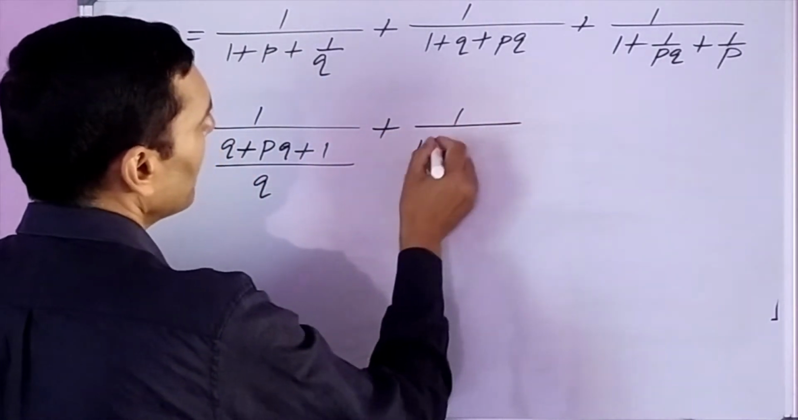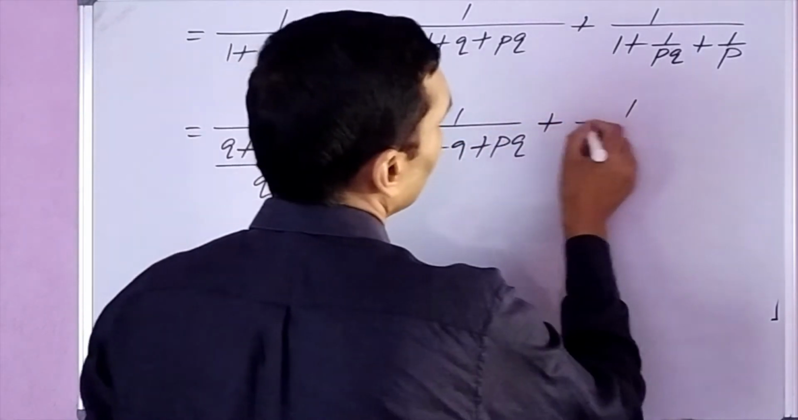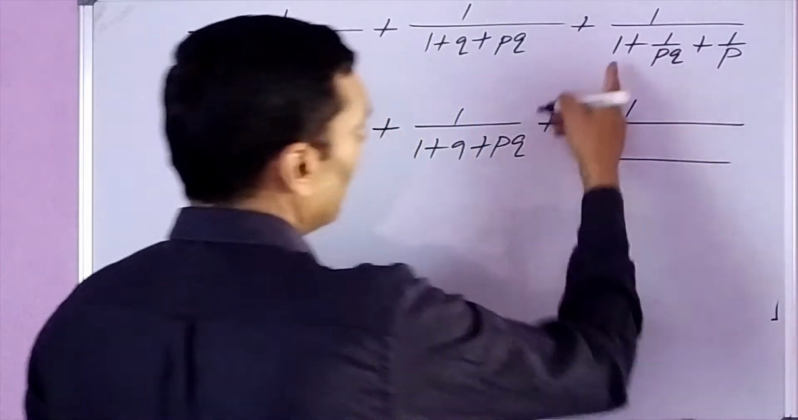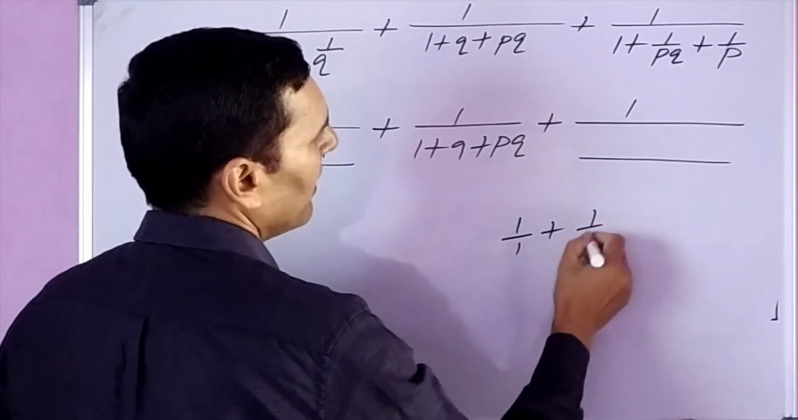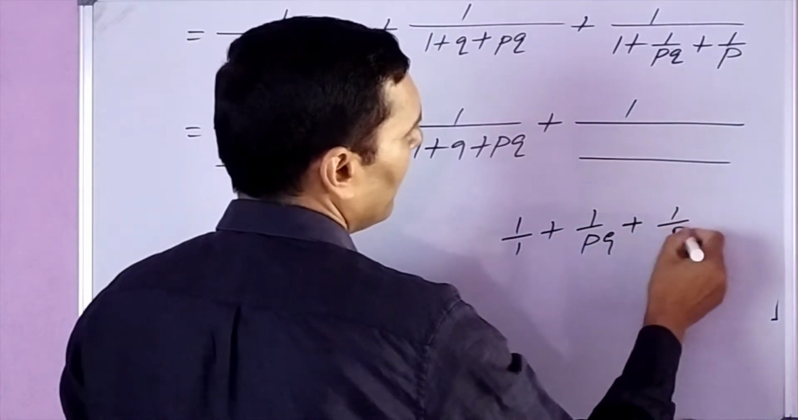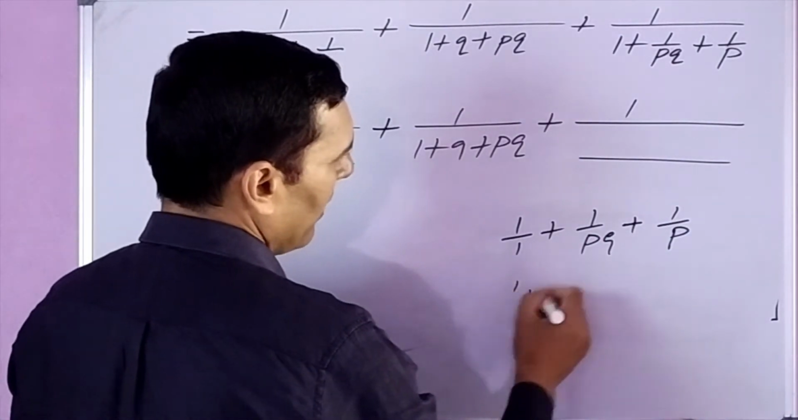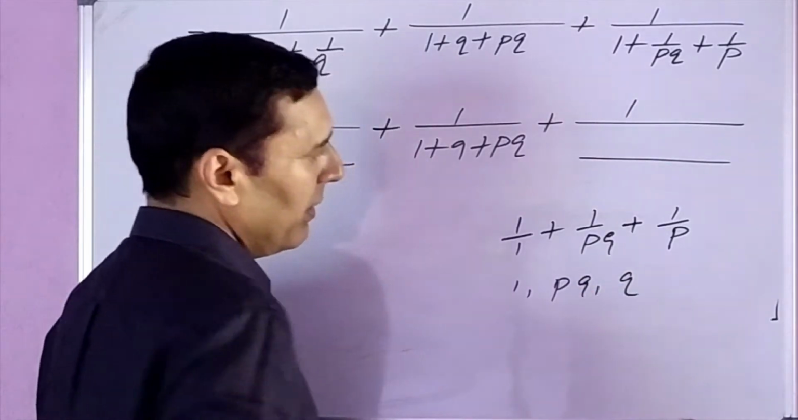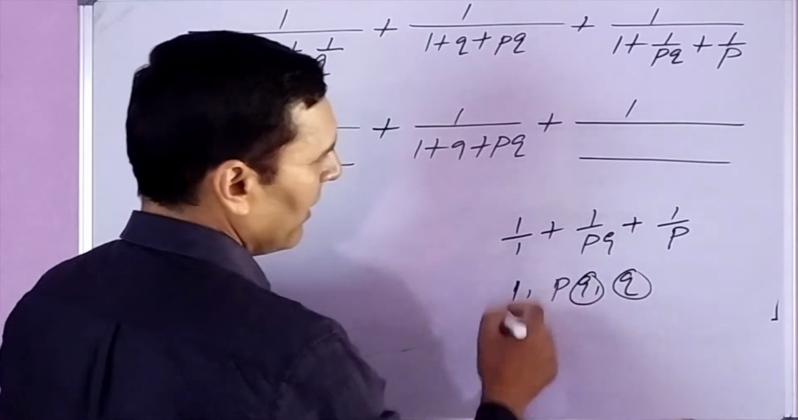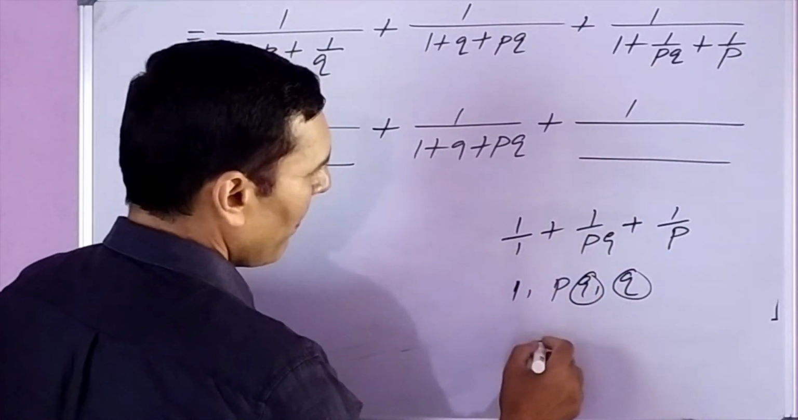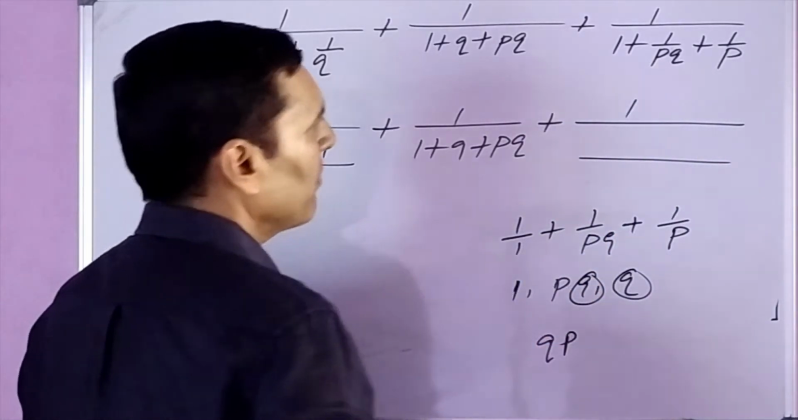Second denominator as it is, 1 plus Q plus PQ. And the third denominator also. Now we have to take the LCM. First term 1 upon 1, second 1 upon PQ, third 1 upon P. So what is the LCM of the denominators 1, PQ and Q? These are the three expressions here. This one is 1, so Q is common in the second and the third. If you take Q common, what will remain? P. So the LCM is PQ.